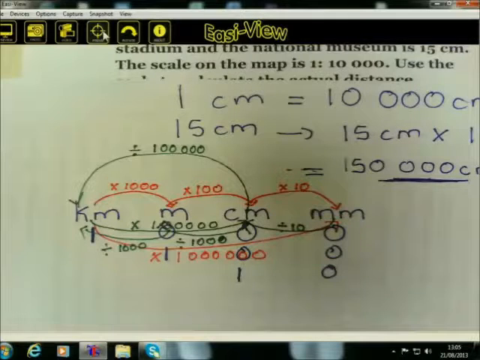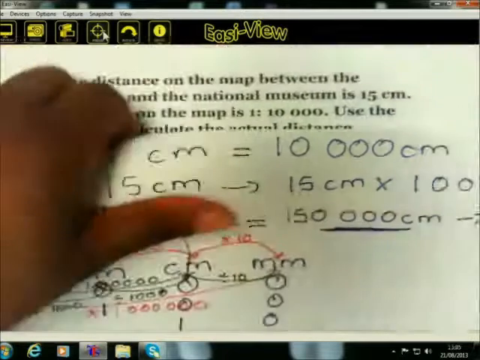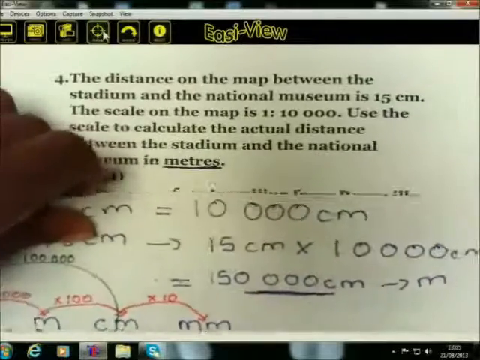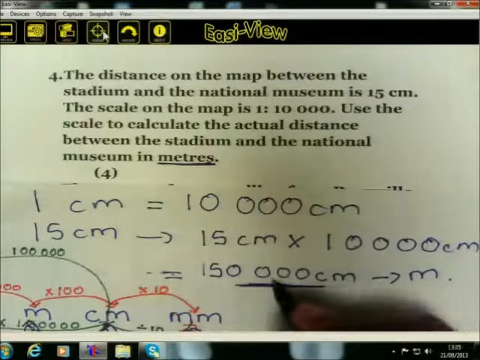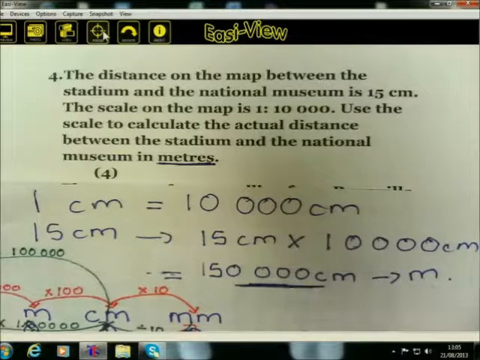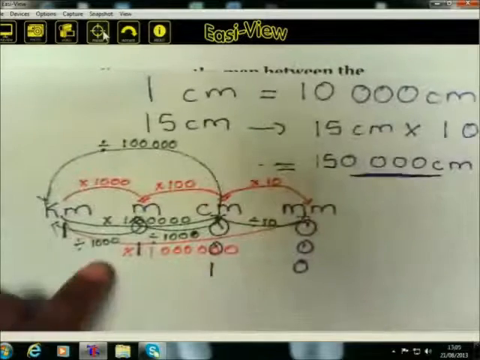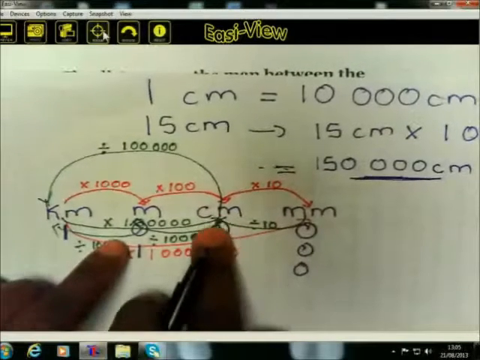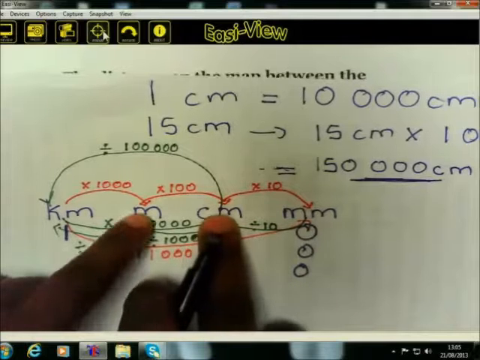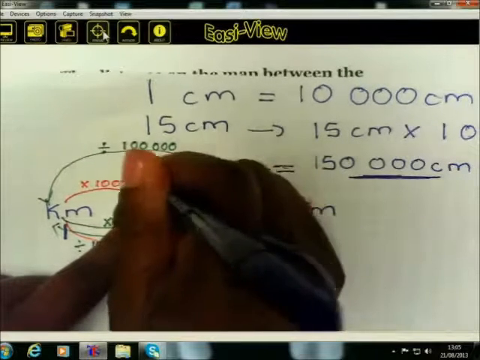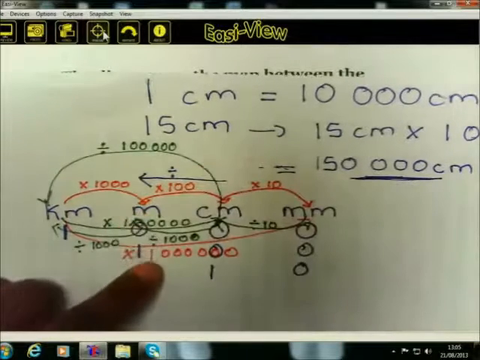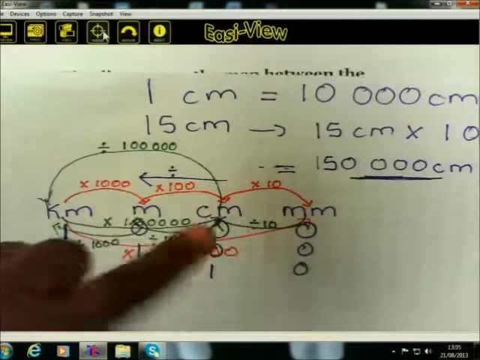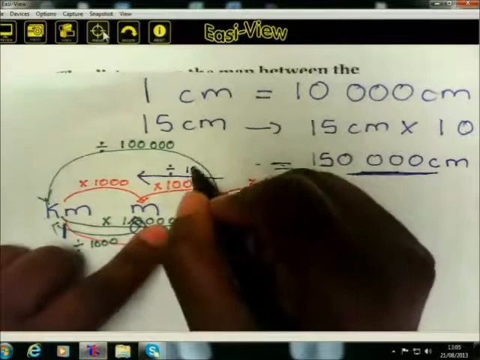Now, moving back to the question, remember the answer that we got now is 150 centimeters. We have to convert 150 centimeters to meters. What is the direction? We are taking this direction. So what are we going to do? We are going to divide. We are going to divide by what number? We are converting from centimeters to meters. It means we are going to divide by 100.